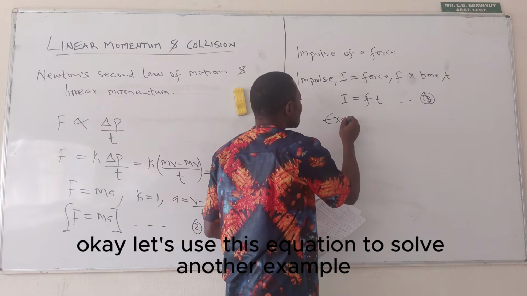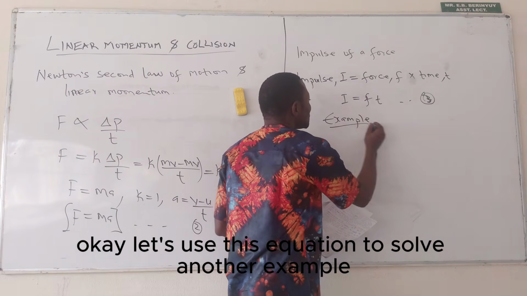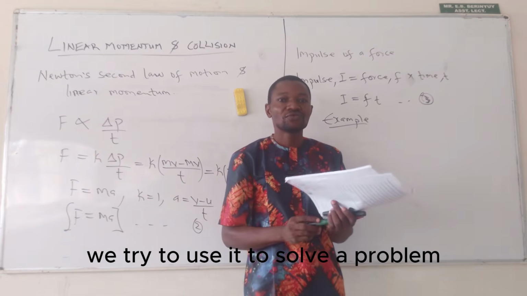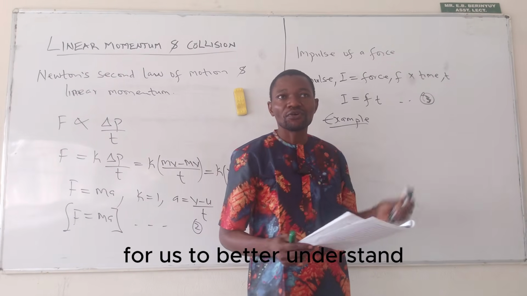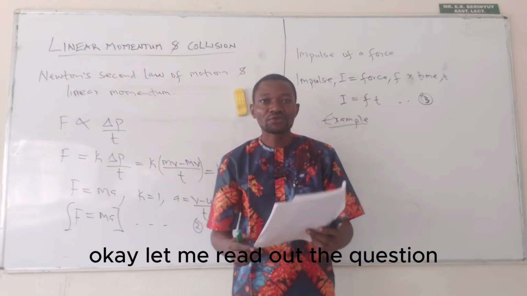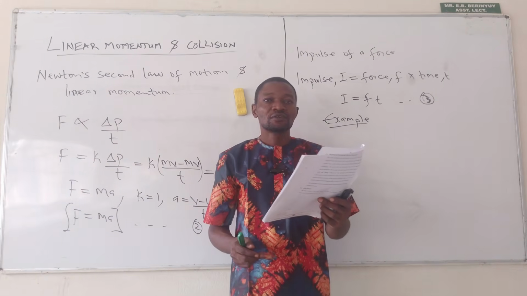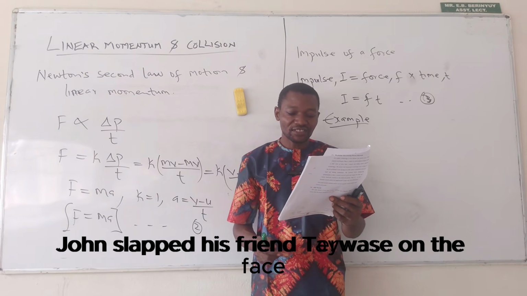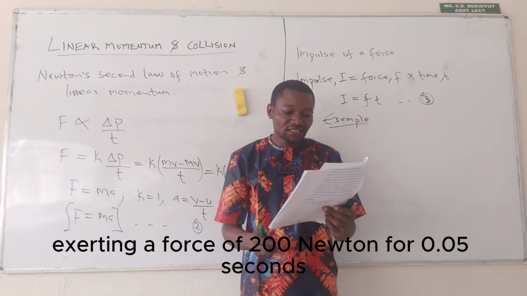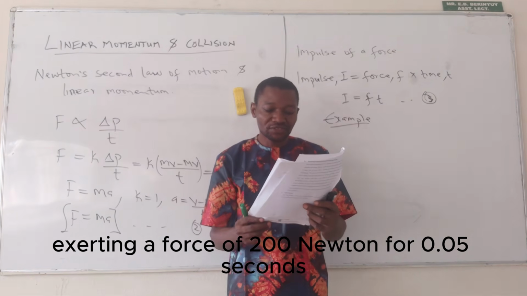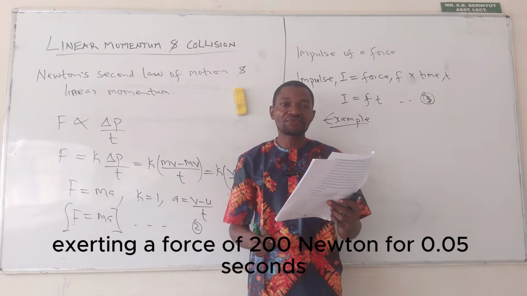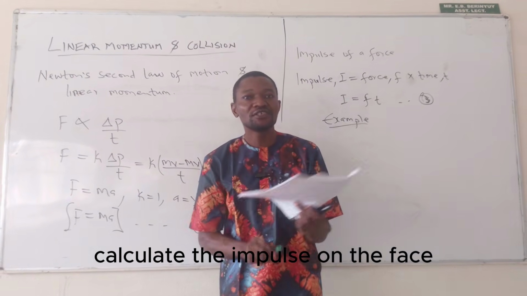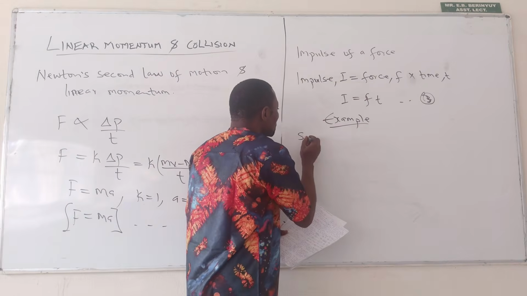Okay, let's use this equation to solve another example. For every equation that we get, we try to use it to solve a problem for us to better understand. Let me read out the question. John slapped his friend Tewase on the face, exerting a force of 200 Newton for 0.05 seconds. Calculate the impulse on the face. Solution.